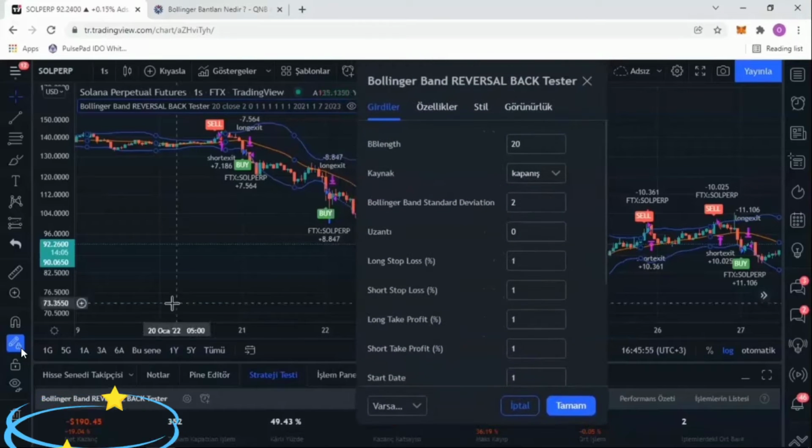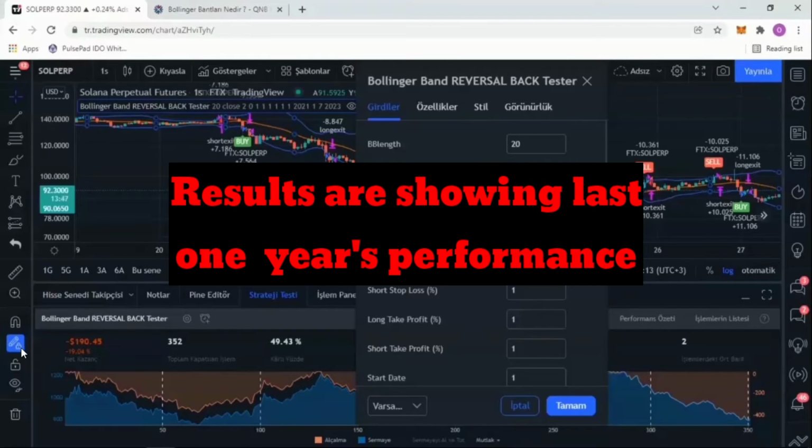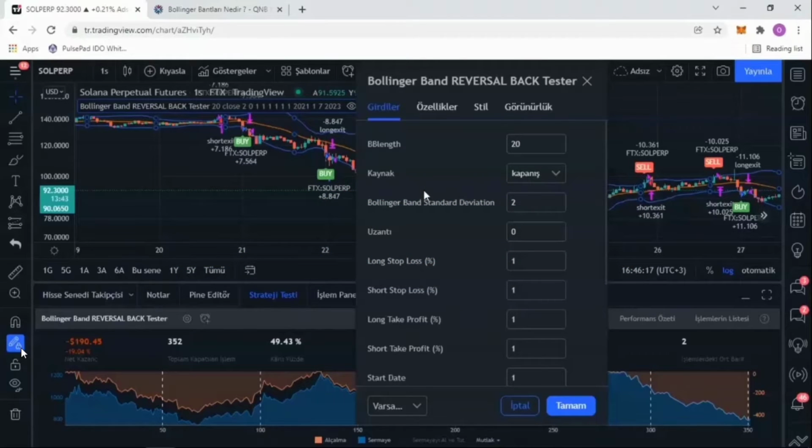The strategy uses exactly the same logic of Bollinger Band. We take the 20-day moving average as a center line and drew two lines, one at the top and one at the bottom, which are calculated with two standard deviations. We are on Solana 1-hour chart. We are scanning 1 year performance for the time being. Our risk reward ratio is 1:1, and as you can see, with this setup, we are losing money. This is the reason why you are losing money.